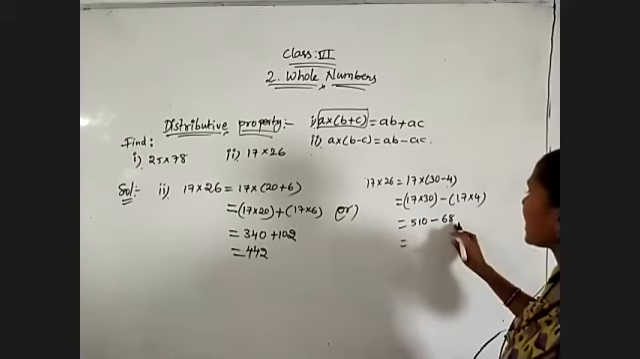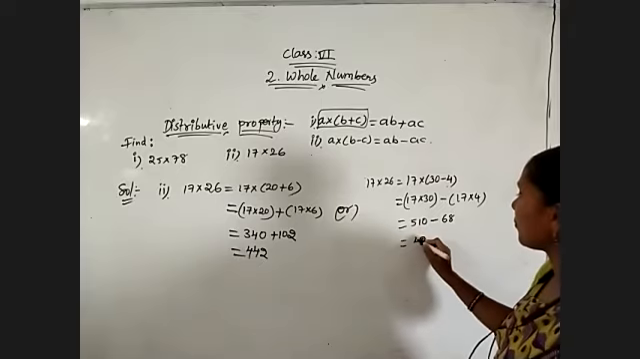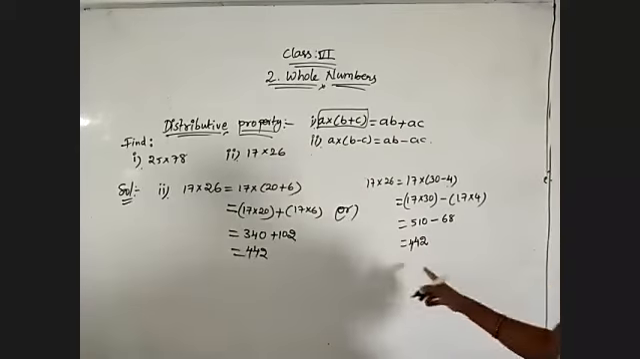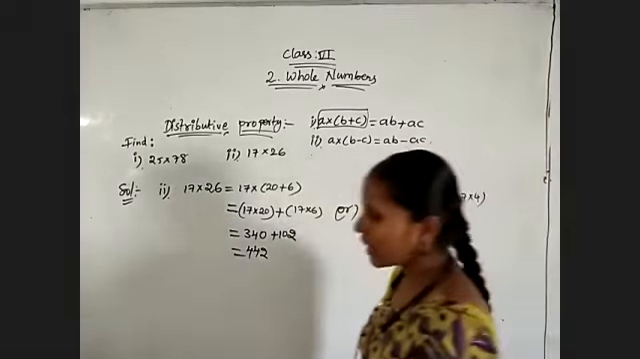So 10 minus 8 is equal to 2. 10 minus 6 is equal to 4, and 4 times... In any way we are getting the same result. Okay. Now coming to the next type of question.